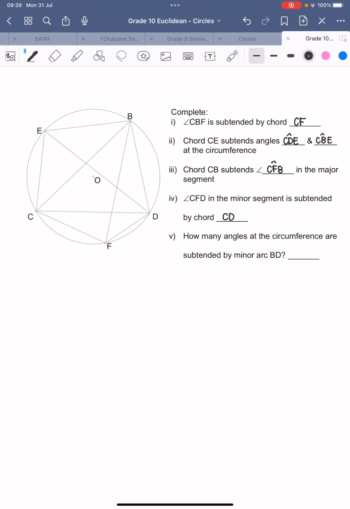Show you there. Then chord CB subtends angle. So now CB is over here.